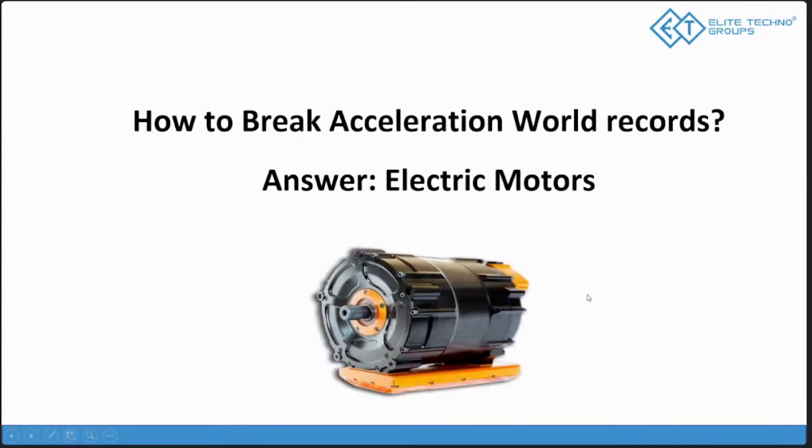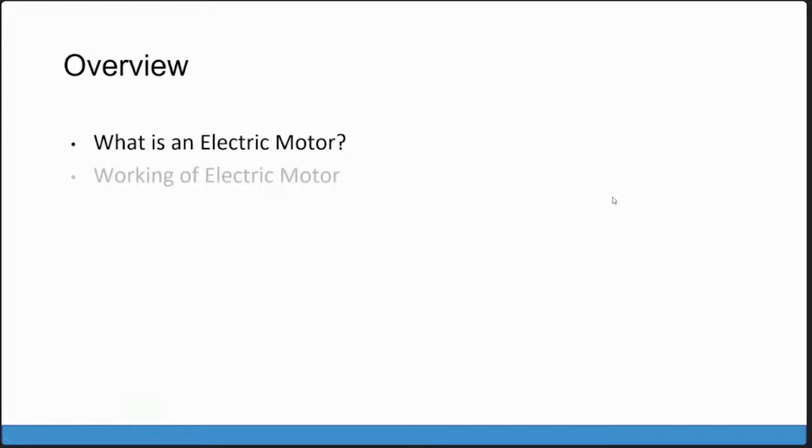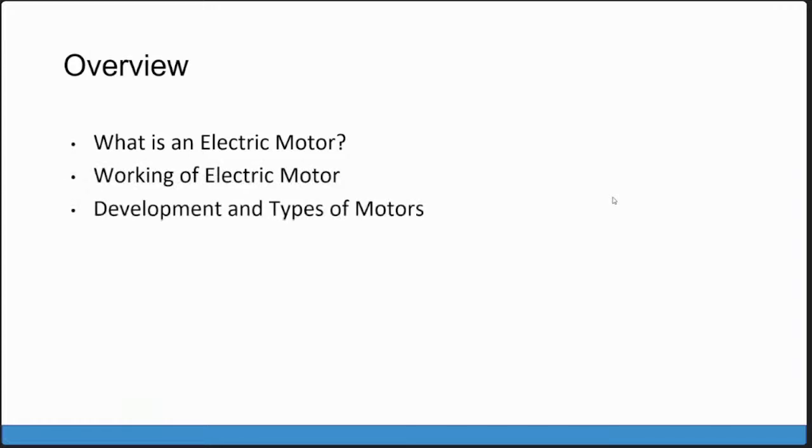Okay. So today's topic is how to break acceleration world records, and the answer to this is an electric motor. So in today's session, let's see what exactly we will be having. Firstly, we will talk about basics of electric motor, what exactly it is, then how does it work, then different types of electric motors which are out there and have various applications.